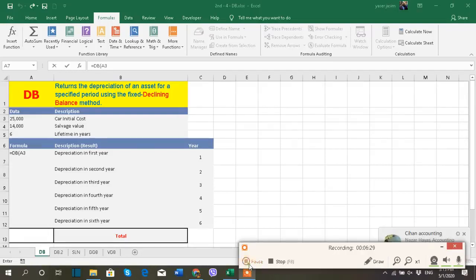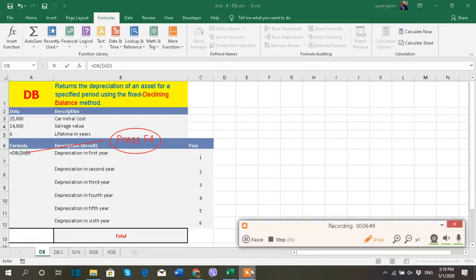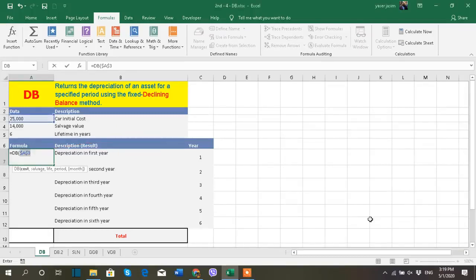This is very important. Here you need to press F4 on your keyboard to make the value absolute. Now it's going to be an absolute value. Just as I said, you need to focus on this to make your formula easier. After doing this, press comma and select the salvage.